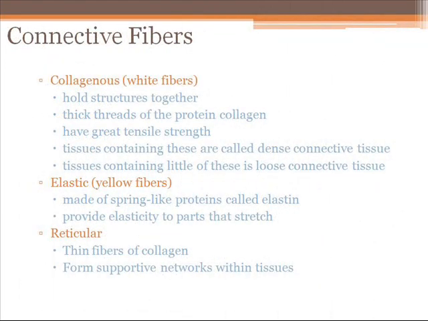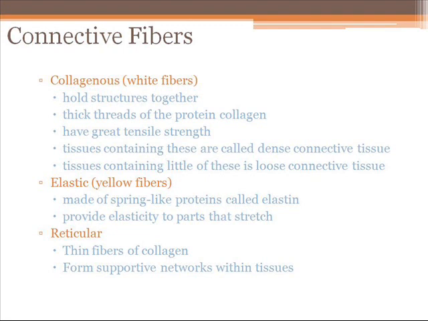There are 3 types of connective fibers. The first one, collagenous, which are white fibers, hold structures together. These could be like ligaments, which connect bone to bone, or tendons, which connect bone to muscle. They are thick threads of the protein collagen. Collagen is a major structural protein in the body. White fibers also have great tensile strength. Tissues containing these fibers are called dense connective tissue. They appear white, which is why they're called white fibers. Tissues containing little of these is called loose connective tissue.